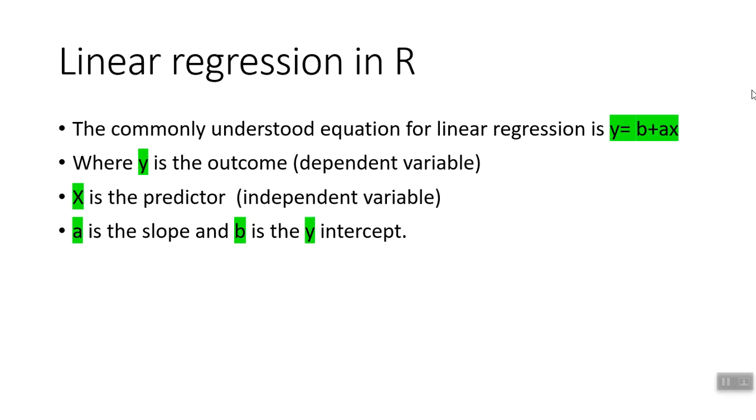But in linear regression we use the formula y equals b plus ax, where y is the outcome variable, x is the predictor, a is the slope and b is the y-intercept.